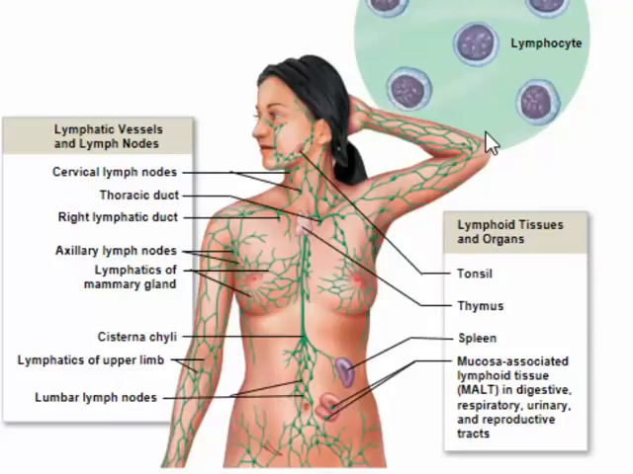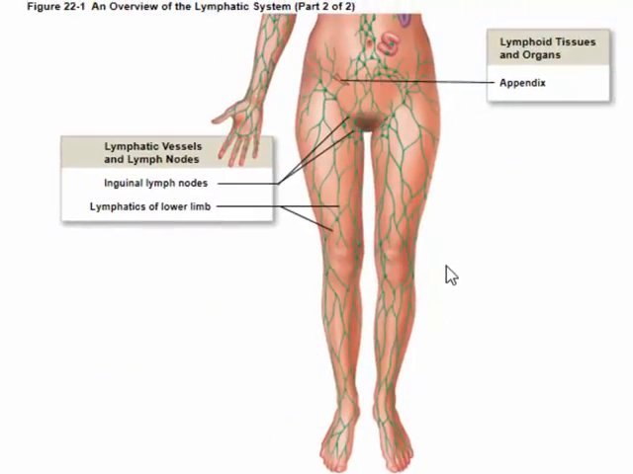Here we're looking at the lymphatic structures in the upper part of the body, and here's what they look like in the lower part of the body.